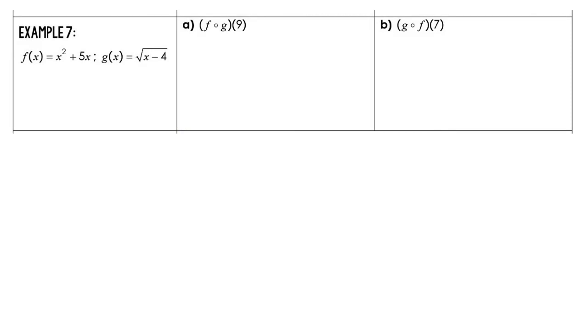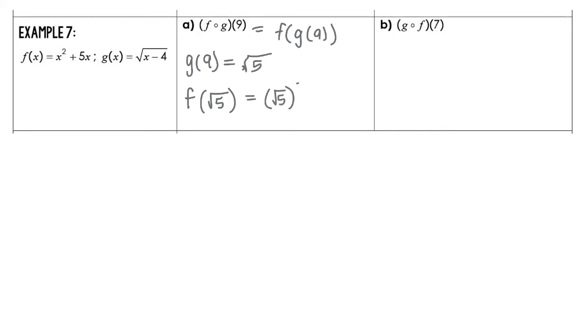Okay, for our next problem, again, order does matter. We're looking at f of g at 9. So we need to start with g at 9. And that looks like that's going to be the square root of 5. So now we're going to find f at the square root of 5. And that's going to give us the square root of 5 squared plus 5 times the square root of 5. And so we're going to have 5 plus 5 root 5. And you cannot put that together. That's as far as you can go with those.